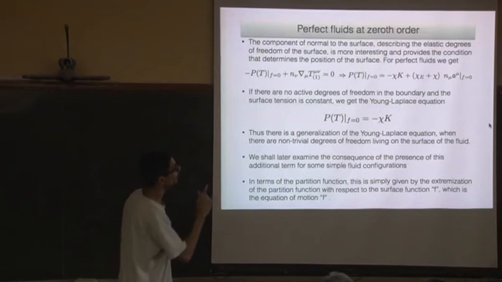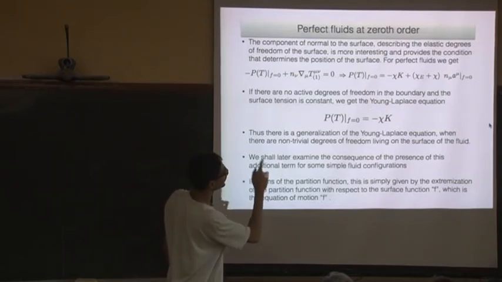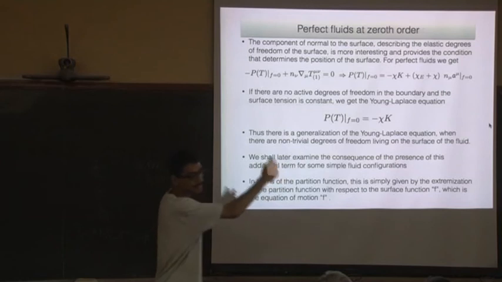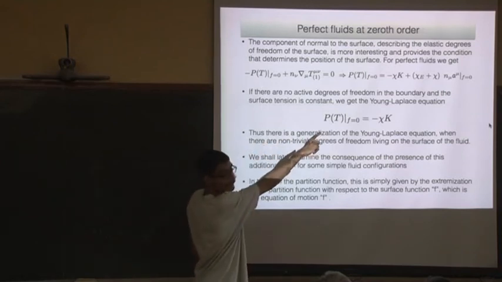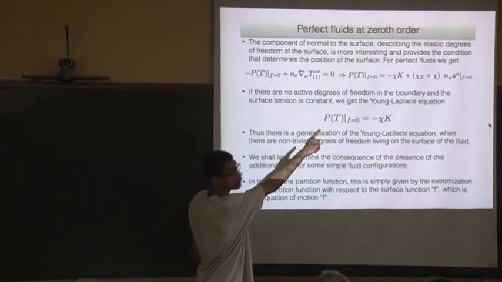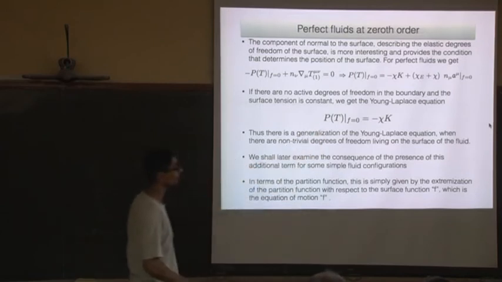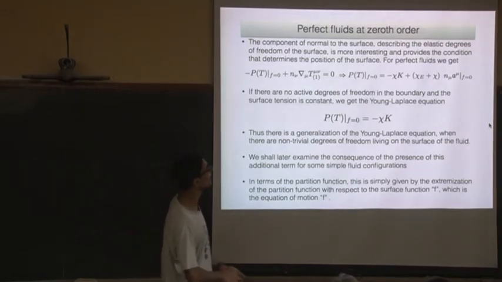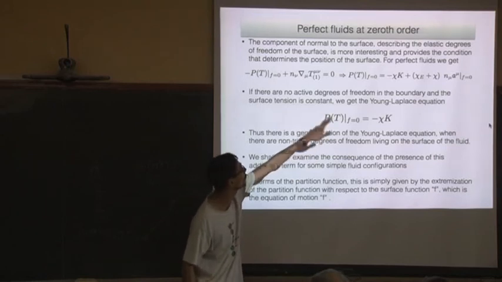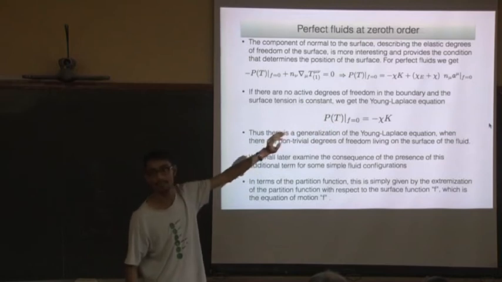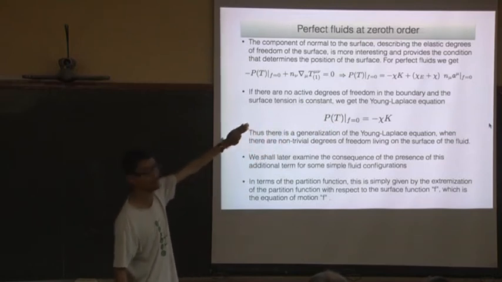And if I assume that this chi, or the surface tension, doesn't depend on temperature, then the thermodynamic relation says chi e is minus chi. So that term goes away. That extra term, which is the modification due to the surface, goes away, and I get back the standard Young-Laplace equation. But if there are degrees of freedom in the surface, there will be extra contributions to the Young-Laplace equation, and we see the first signature of the surface effects coming into play.